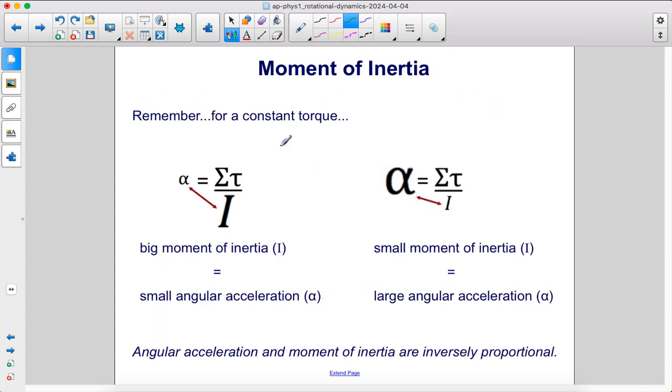Remember, for a constant torque, if we rearrange Newton's second law, net torque equals I alpha, and solve it for alpha, dividing both sides by moment of inertia, we get angular acceleration equals net torque over I, the moment of inertia. Therefore, angular acceleration and moment of inertia are inversely proportional. The larger the moment of inertia, the smaller the angular acceleration, and vice versa.